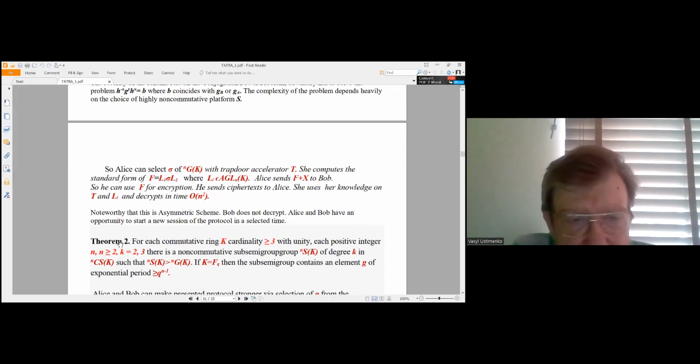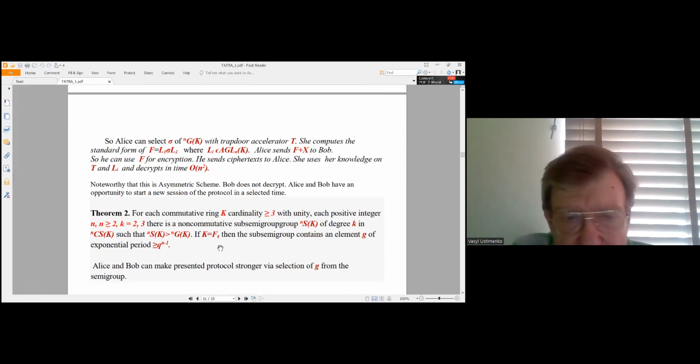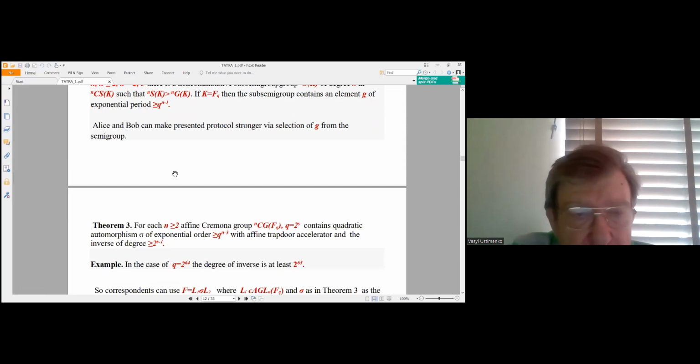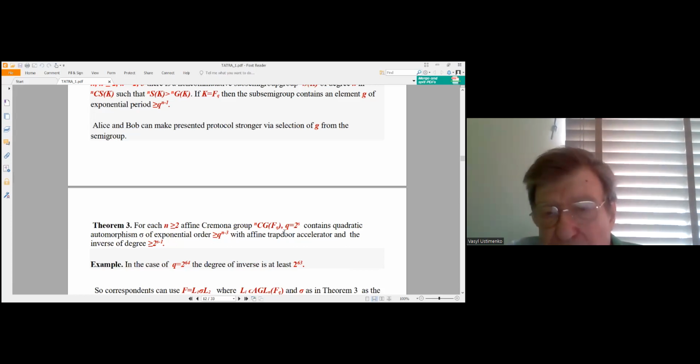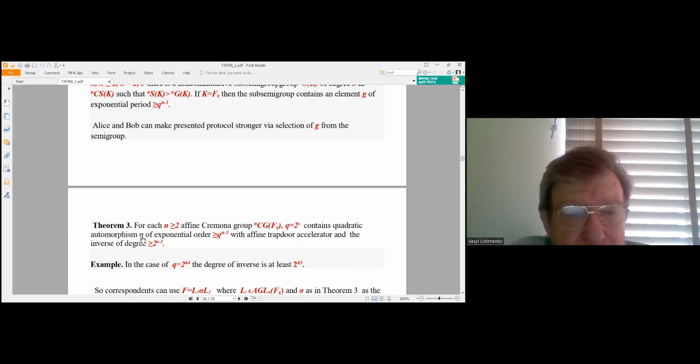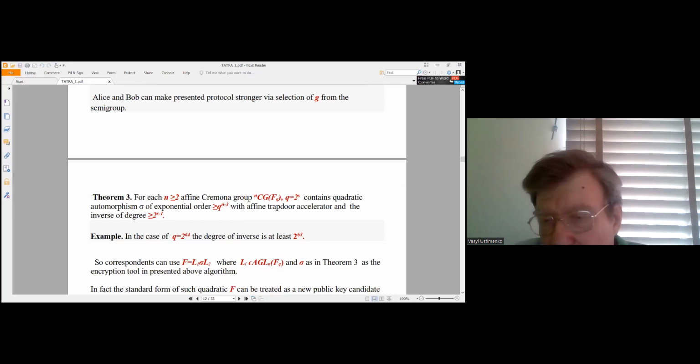So this theorem 2 makes the algorithm much stronger. Now, actually, what we can do next, theorem: we can take the Cremona group over finite field F_q that works in characteristic 2, and we can create the automorphism sigma of exponential order bigger or equal than q^n minus 3 with an affine trapdoor accelerator. So it's much better that we have, say, a quadratic transformation, and the inverse is huge. For instance, if we have q = 2, power 62, the polynomial degree of the inverse is 2 power 63 at least. So it's a good candidate for the public key.